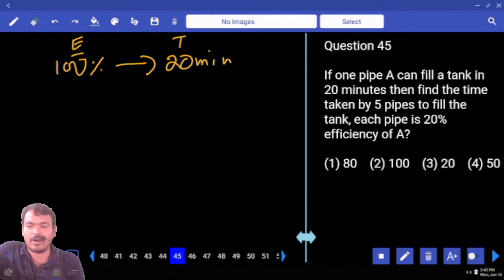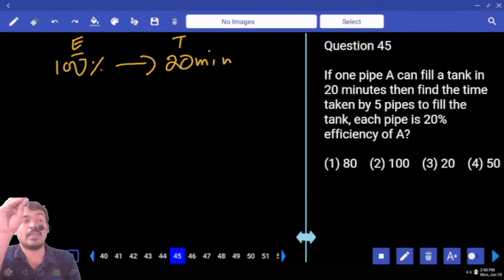But next time, how many pipes are being used? 5 pipes. If only one pipe, it will be filled in 20 minutes. But every pipe's efficiency is 20%. One pipe's efficiency is 20%, so 5 pipes' efficiency is 100%. How much time is taken? 20 minutes.